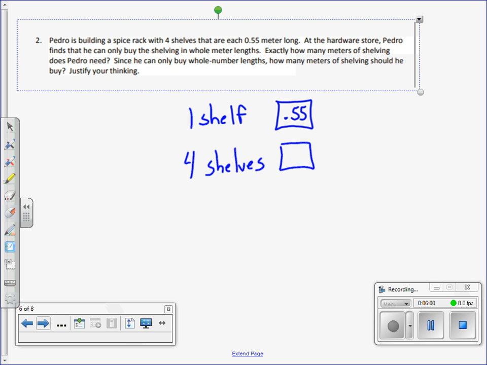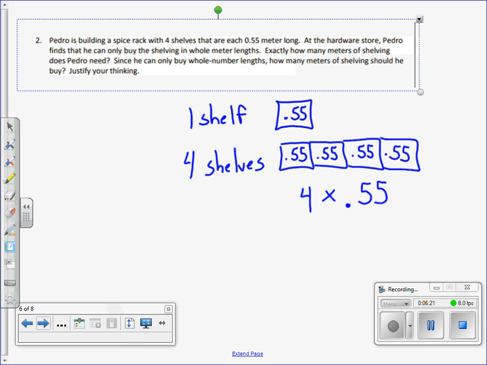So we've got 1, 2, 3, 4. Each one of those is 55 hundredths long. So in order for us to get an answer, we're going to multiply 4 times 55 hundredths. And down here, I'm going to show my work in green.